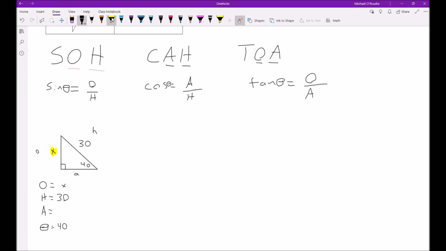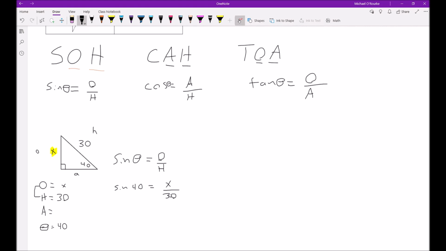So the way this works is you take a look at what letters you have. I have an O and an H. So I go back up top here to SOHCAHTOA, and I look for which one has an O and an H. Sine does. Sine, SOH. So then I'm going to write down my formula, which is sine theta equals O over H. Right? SOHCAHTOA, sine theta equals O over H. Then I'm going to plug in my numbers that I know. So it's sine 40 equals x over 30.